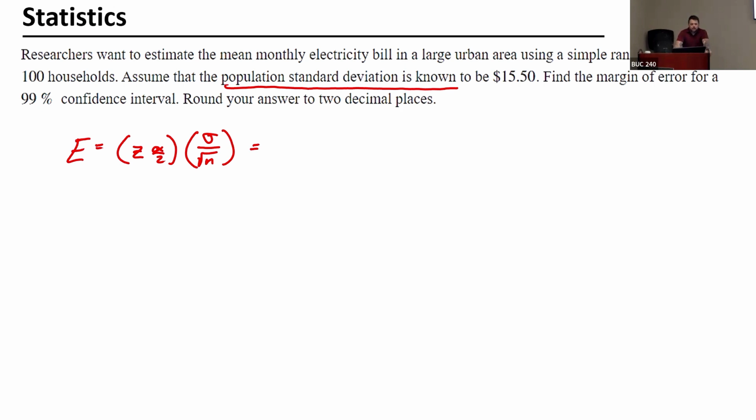Would you like to do the math or would you like to use your book? Very good, 2.575. So I'm going to say 2.575 times, now they give me a standard deviation, don't they? Of $15.50. We also have the sample size. And what do you get?